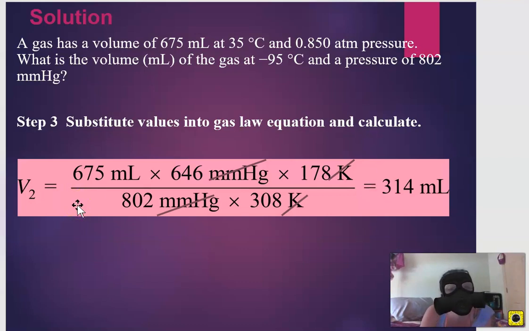Basically, these are mostly converting back and forth between your pressure units or your temperature units, and then making sure that you solve for the correct variable and that your answer is in the units that they ask for. So be careful with that.